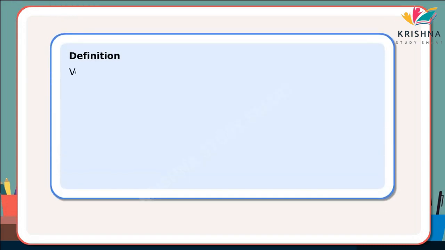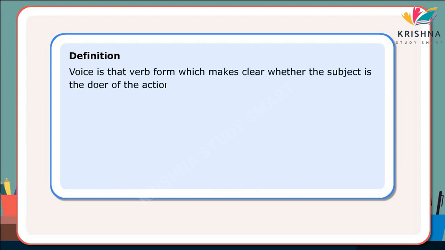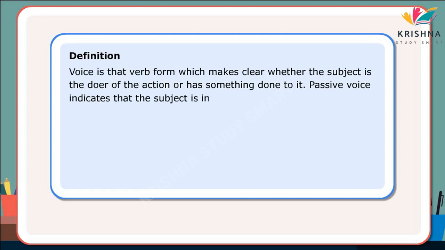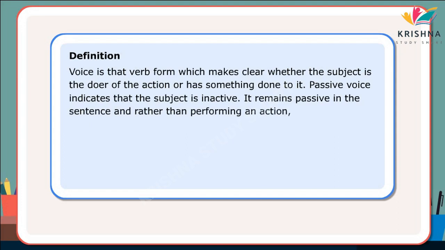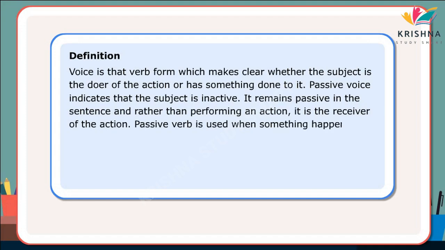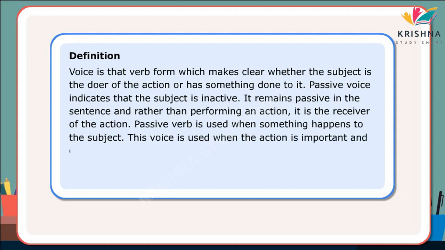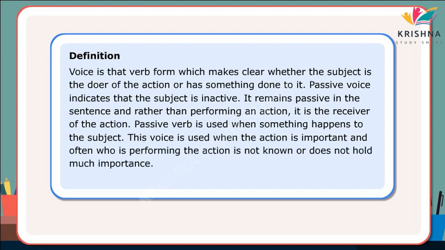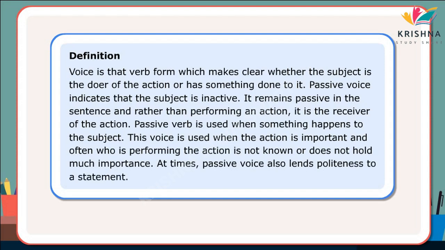Definition. Voice is that verb form which makes clear whether the subject is the doer of the action or has something done to it. Passive voice indicates that the subject is inactive. It remains passive in the sentence, and rather than performing an action, it is the receiver of the action. Passive verb is used when something happens to the subject. This voice is used when the action is important and often who is performing the action is not known or does not hold much importance. At times, passive voice also lends politeness to a statement.